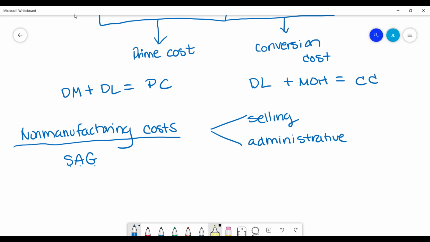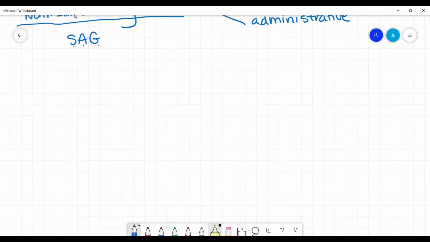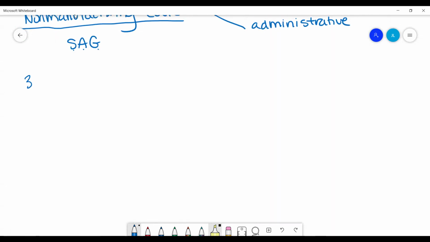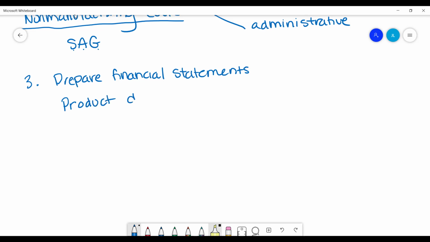Okay, so that gets us to our third cost classification purpose. We need to be able to understand cost classifications in order to prepare financial statements, something we did in financial accounting. We can't quite get away from financial statements in managerial accounting. So when it comes to preparing financial statements, we need to be able to make a classification between product costs and period costs.